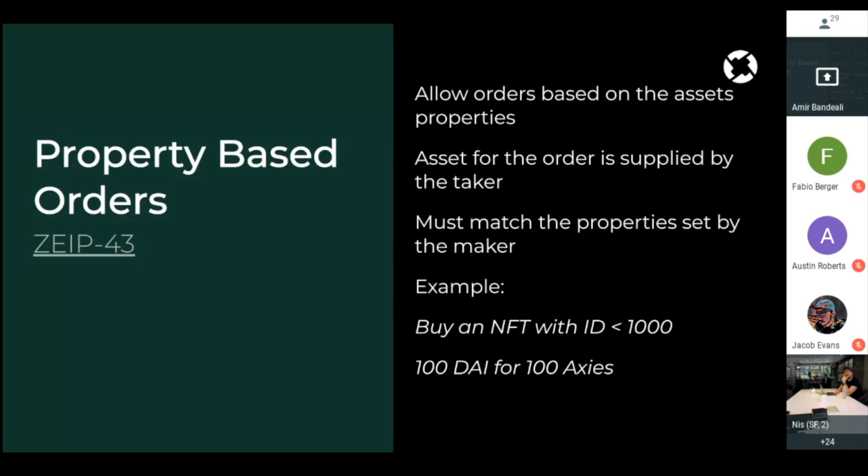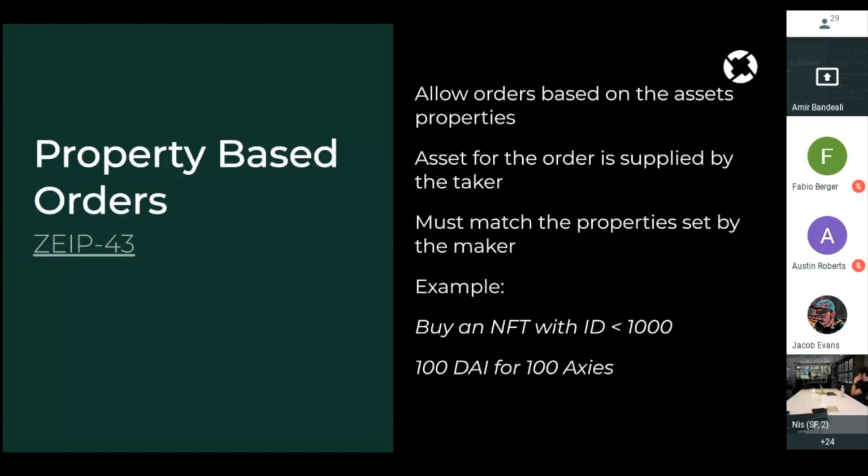Jacob, do you actually want to cover this ZIP? So we are gathering community consensus on introducing what we kind of call a property-based order. So this allows orders to specify the assets that they want based on the properties, not necessarily the specific IDs. The actual asset ID is supplied later on by the taker of the order. So the maker of the order must specify some sort of on-chain predicate, which we can call with that supplied data to make sure everything is all good there.